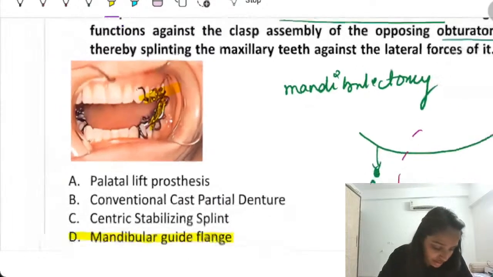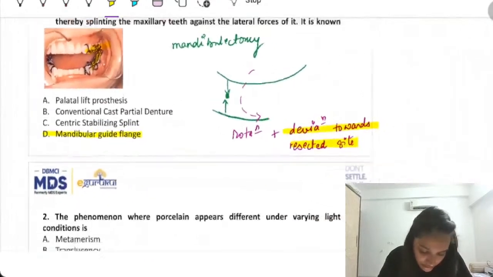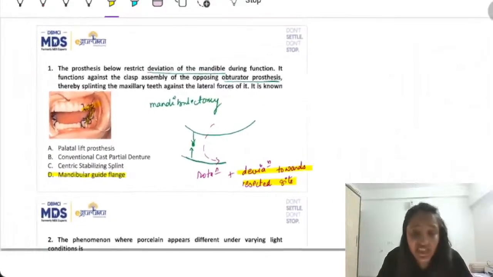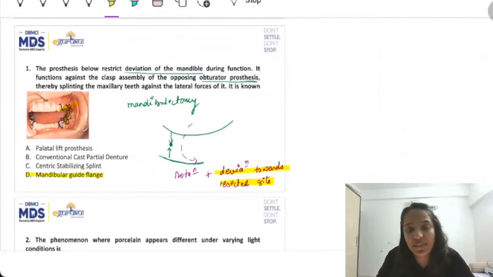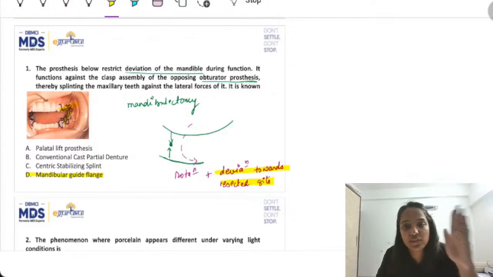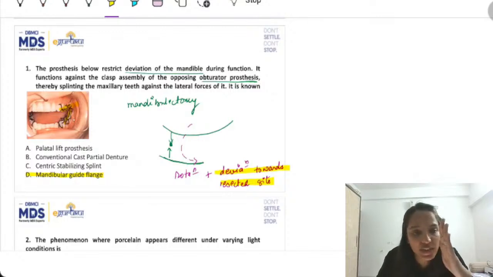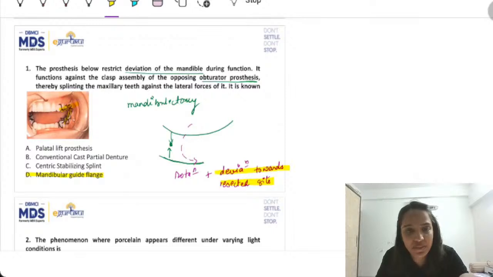So the correct answer here is a guide flange prosthesis. Mandibular guide flange prostheses have different appearances. The design that we used to make, and this is something I must tell you, every article will also give you different appearances. So what you need to look out for here is a vertical flange that is trying to prevent the deviation of the mandible, and something pertaining to deviation will be mentioned in the question. That is how the design would be. There is no standard or universal design of a guide flange. There are various designs according to the case.